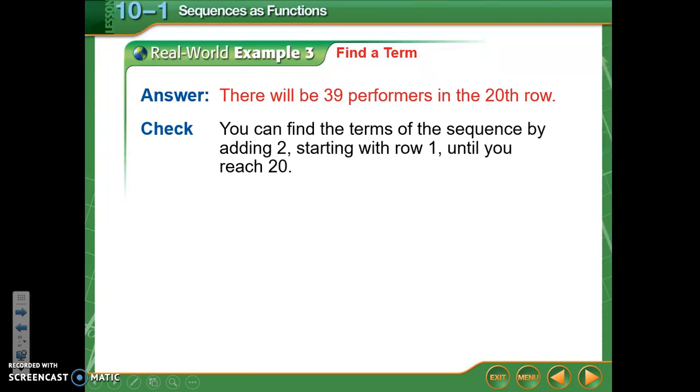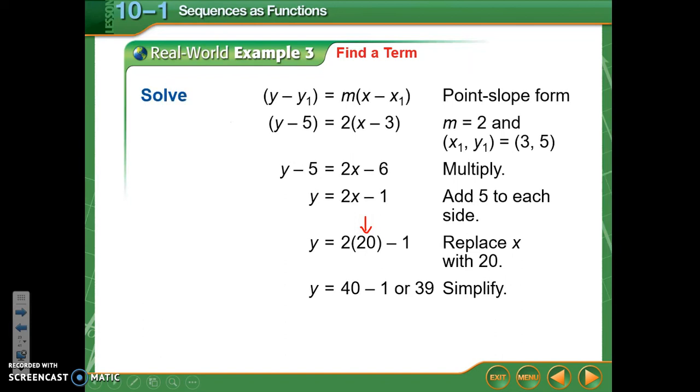And of course, you could keep going. You could just keep adding 2. 1 plus 2 is 3, 3 plus 2 is 5, 5 plus 2 is 7, and so on until you reach the 20th row, and you would get 39. That's another way to do it. But we should get familiar with doing it with the formula as well.